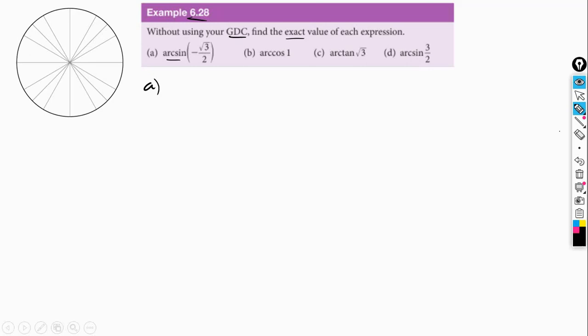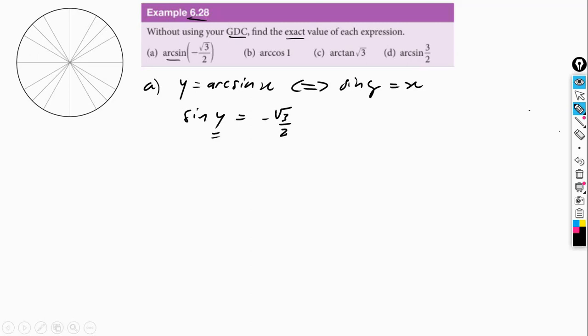Now, first of all, remember the concept that if you have y is equal to arc sine of x, then this implies that sine of y is equal to x. So in other words, sine of y is equal to minus square root of 3 over 2. So all we have to do here is solve for y.